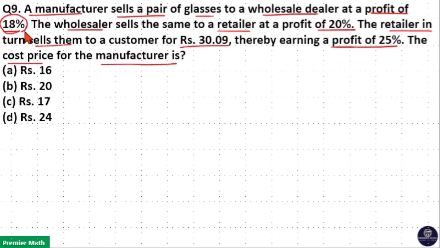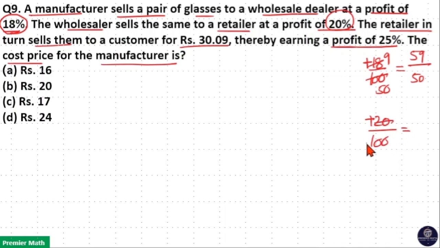Here first profit is 18%. Profit means plus. So 18% means 18 by 100. 2 goes 9 times in 18, 2 goes 50 times in 100. Now plus 9 by 50 means if 50 is the cost price, then 50 plus 9, 59 is the sell price. Now next profit is 20%. Profit means plus, 20% means 20 by 100. 20 goes 5 times in 100. So plus 1 by 5 means if 5 parts is the cost price, then 5 plus 1, 6 parts is the sell price.